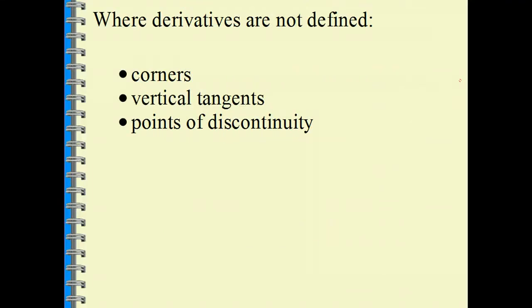Okay, now that we have the notation, let's talk about where derivatives are not defined. Derivatives aren't defined at three major areas. They're at corners, vertical tangents, and points of discontinuity. And we're going to look at graphs of each of these and prove to ourselves that the derivatives aren't defined.